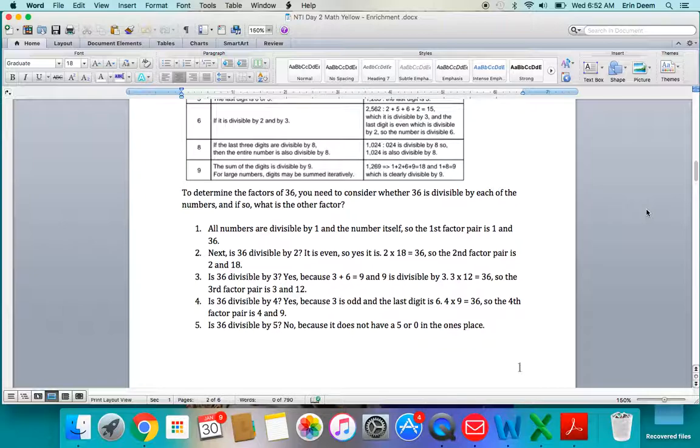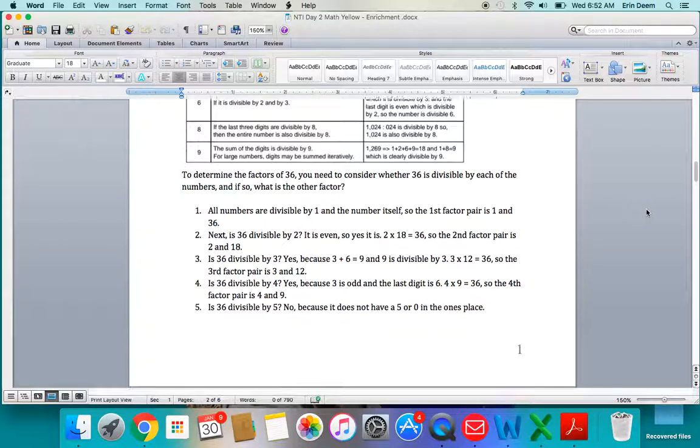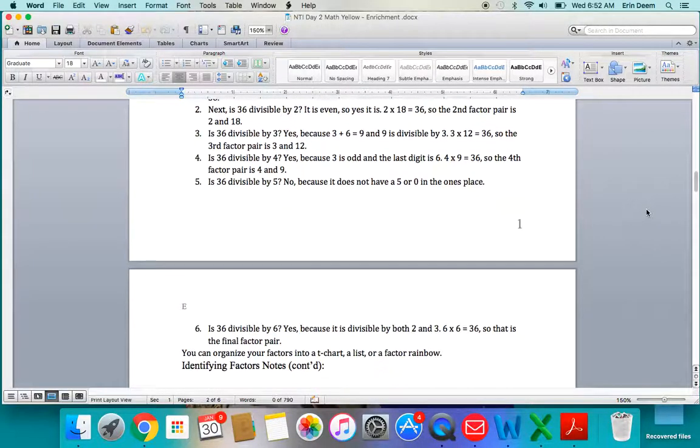Number 5, is 36 divisible by 5? No, because it does not have a 5 or a 0 in the ones place. Number 6, is 36 divisible by 6? Yes, because it is divisible by both 2 and 3. 6 times 6 equals 36, so that is the final factor pair.